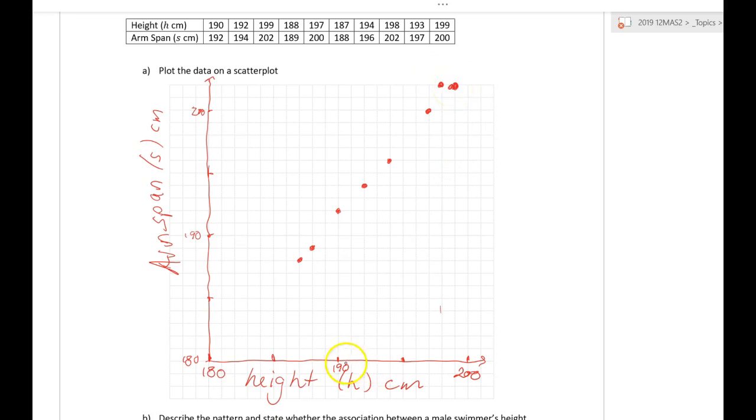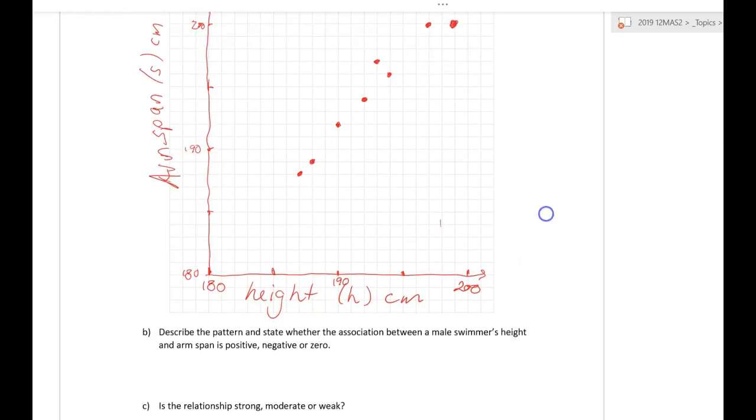193, 197. And 199, 200. Okay. So we certainly have a very strong positive correlation there, right? That's what I'm going to say.